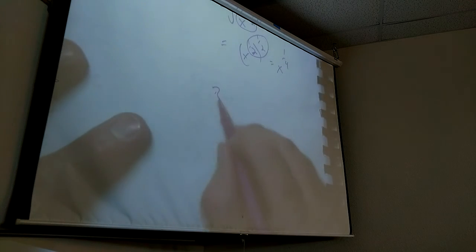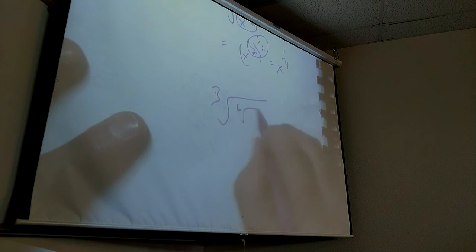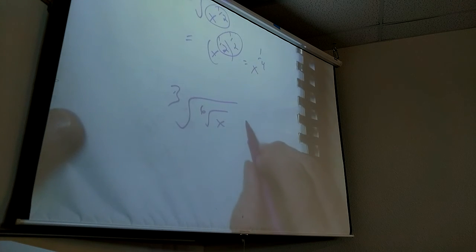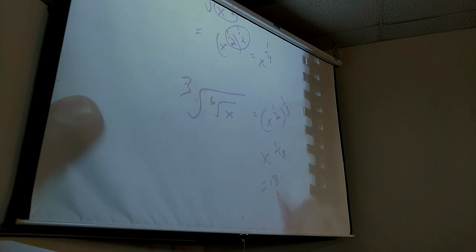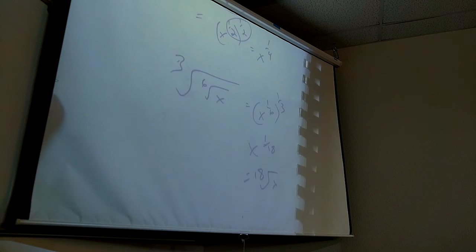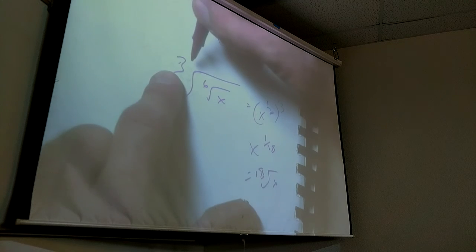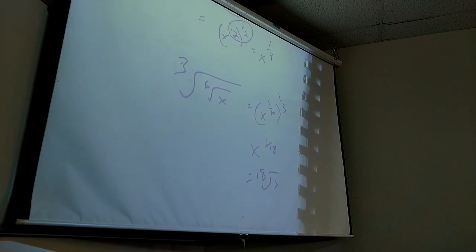So what's the cube root of the 6th root of x? It would be x to the 1/6 to the 1/3. It would be x to the 1/18, which if I wanted to, I can write as the 18th root of x. If I cut something in sixths and then in thirds, I'm going to get 18ths.